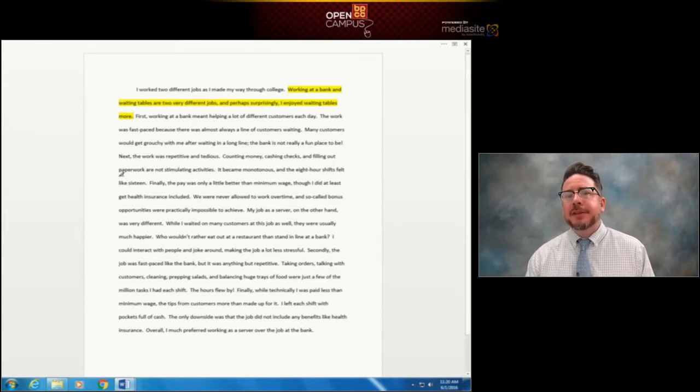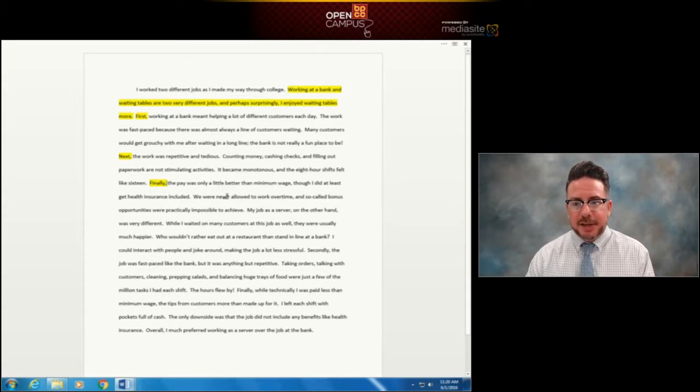Now, how did you find the supporting points? Well, if you remember when we've talked about transitions in previous modules, if you can find the transition words or phrases, those will usually show you your main supporting points. Because I have first, working at a bank meant helping a lot of different customers each day. So that's our first supporting point. Next, the work was repetitive and tedious. Finally, the pay was only a little better than minimum wage.